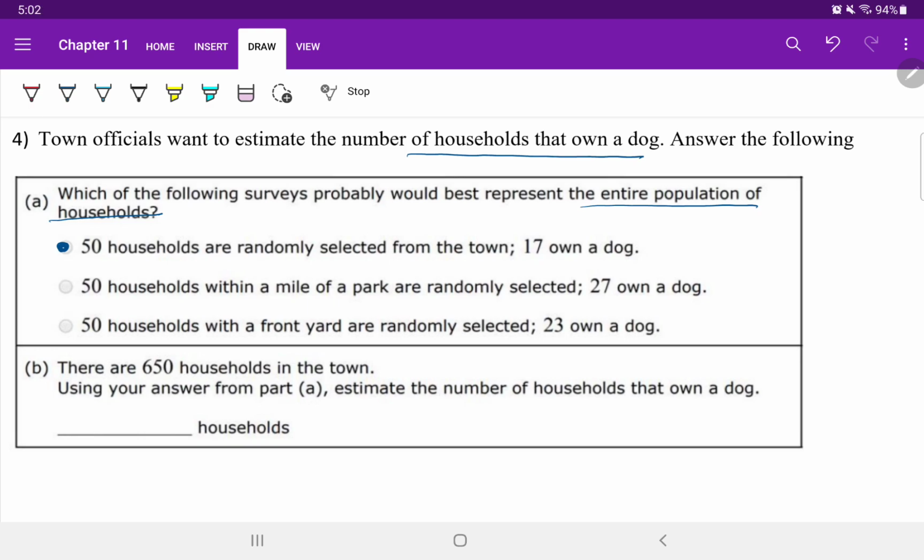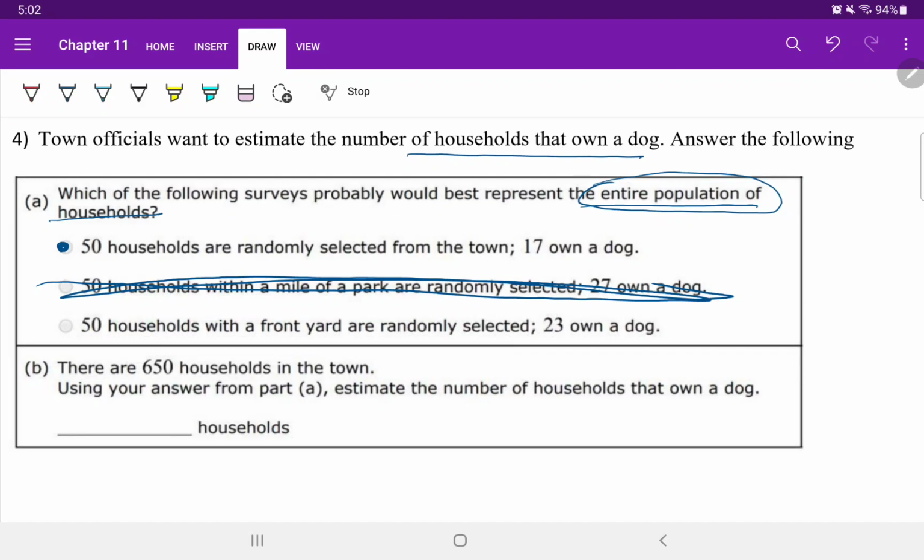Why not the second one? 50 households within a mile of the park are randomly selected. If you're looking at a mile from the park, you are disregarding the other households in the county, the other households in the town. You're only focusing on a mile radius from the park. So if someone lives 1.5 miles away from the park, they're automatically excluded out of your sample. And that is not best to represent the entire population of the households, the entire population of the town, rather.